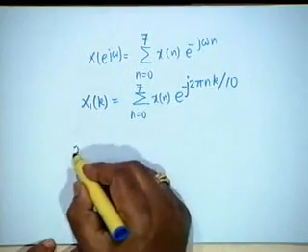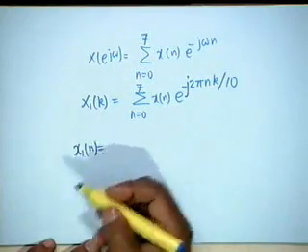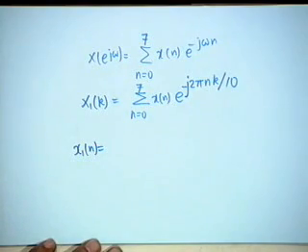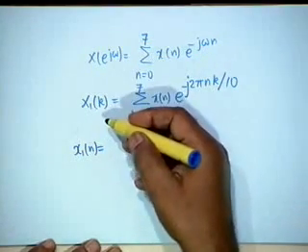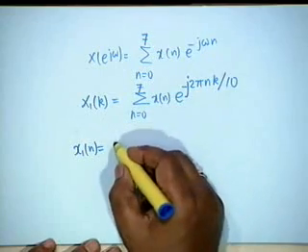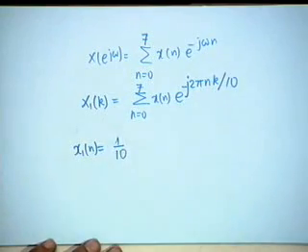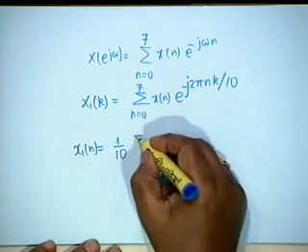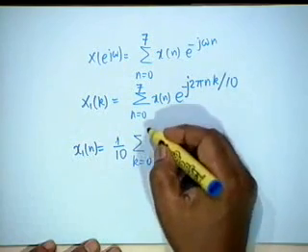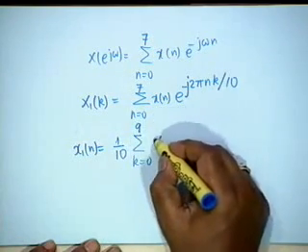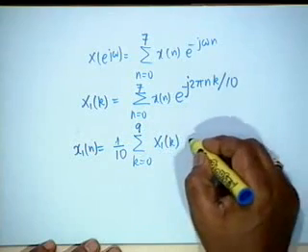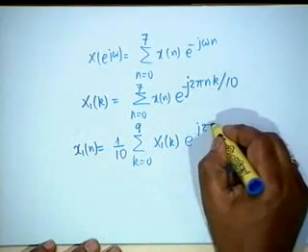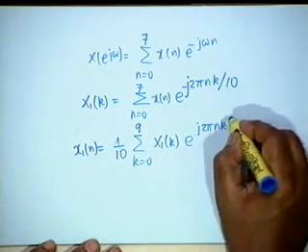So what we will do is we will invert it. X of n. This is the standard trick. If you are not allowed to compute this, you invert this. So you get 1 by 10, summation k equal to 0 to 9 x1 of k e to the power j 2 pi n k divided by 10.